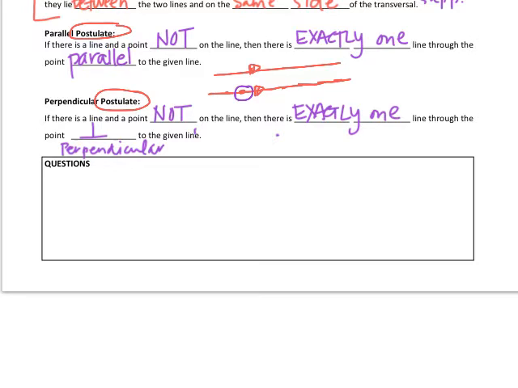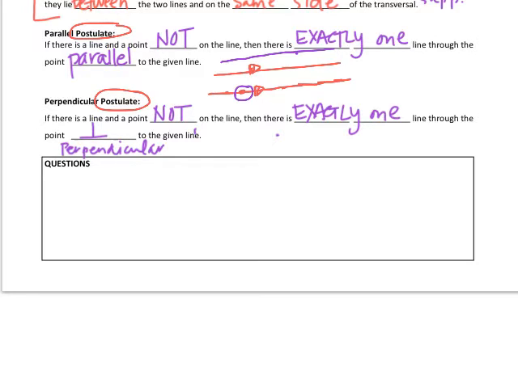Now if there's a different point, let's say over here, then there's a different parallel line that one can have that goes through it. But only one line goes through each point that's not on the line and still is parallel to the line that we began with. So we also have a perpendicular postulate.